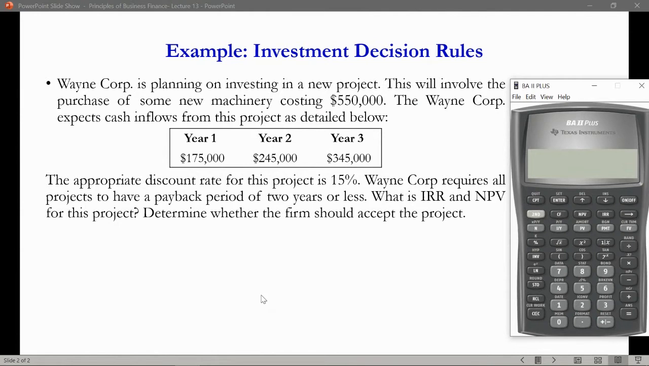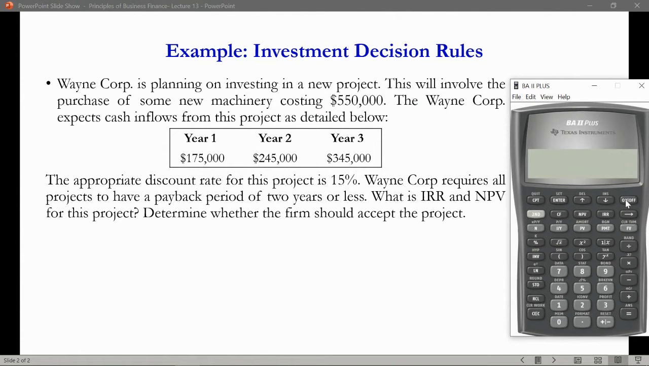The Wayne Corporation expects cash inflows from this project as detailed below. So the appropriate discount rate for this project is 15%. Wayne Corporation requires all projects to have a payback period of 2 years or less. So let's calculate IRR and NPV for this project. After that, we will determine whether the firm should accept the project or not.